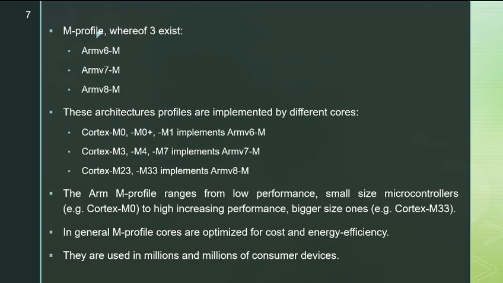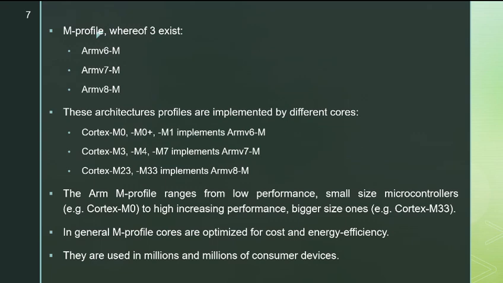Under the M profile, we have ARMv6-M, ARM version 7-M, ARM version 8-M. These architecture profiles are implemented by different cores. Cortex-M0, M0 plus, M1 implement the ARM version 6-M profile. Cortex-M3, M4, M7 implement ARM version 7-M. Cortex-M23, M33 implement the ARM version 8-M profile.